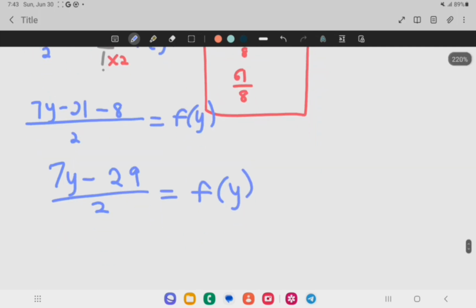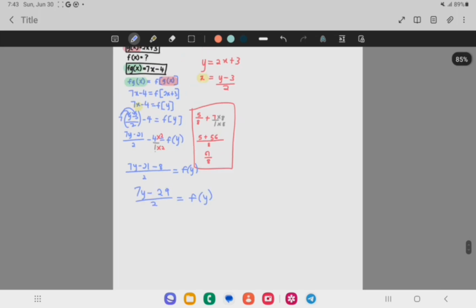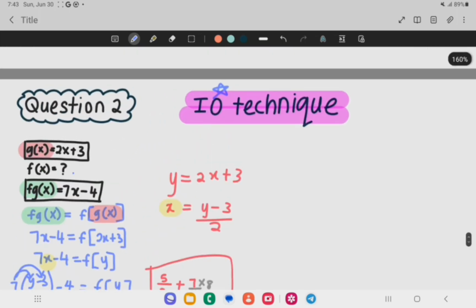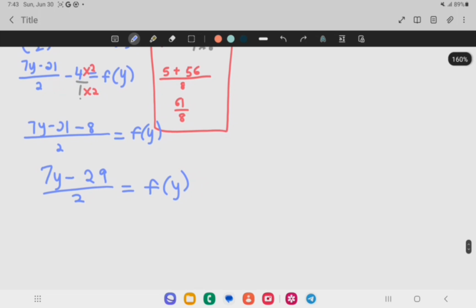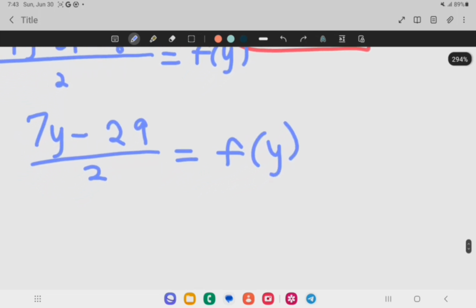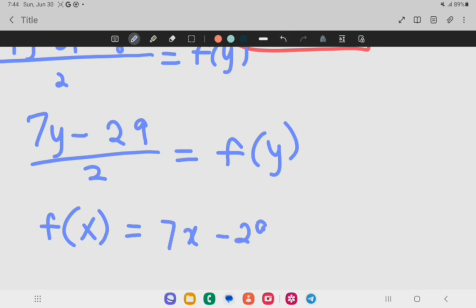But again, what was the question? We must find f(x), right? By then we got f(y). So what you're going to do is change the y into x. So f(x) is equal to, when you change this y into x, this y also you must change into x. So it will become (7x minus 29) over 2. So that's it.